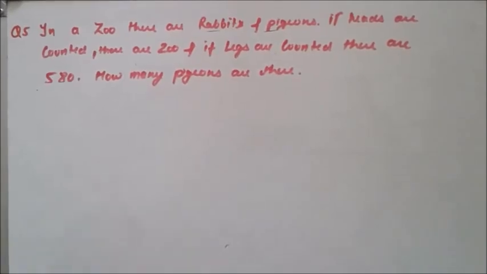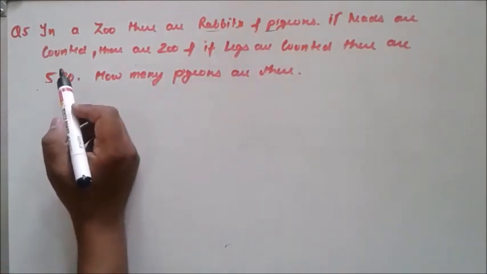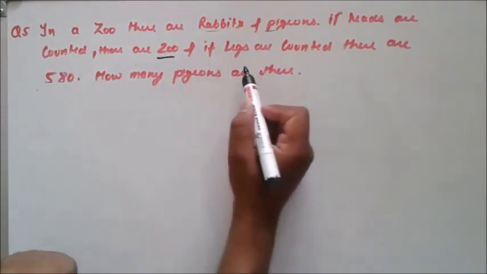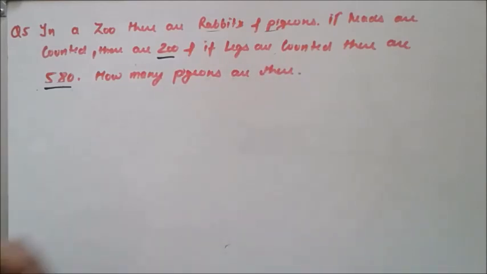So friends, here is the fifth question. In a zoo there are rabbits and pigeons. If heads are counted there are 200, and if legs are counted there are 580. So how many pigeons are there? We will solve this problem with a trick.